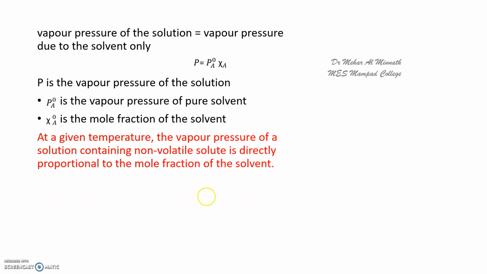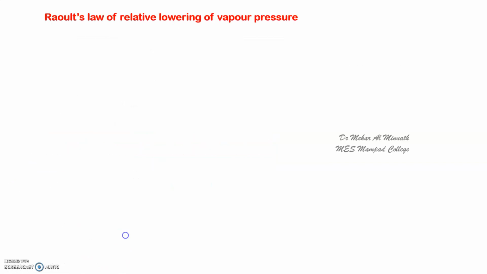At a given temperature, the vapor pressure of a solution containing non-volatile solute is directly proportional to the mole fraction of the solvent. Okay, so the vapor pressure of the solution containing non-volatile solute is directly proportional to the mole fraction of the solvent. This is Raoult's law. We have already discussed this earlier.